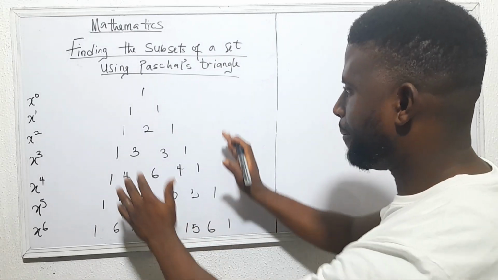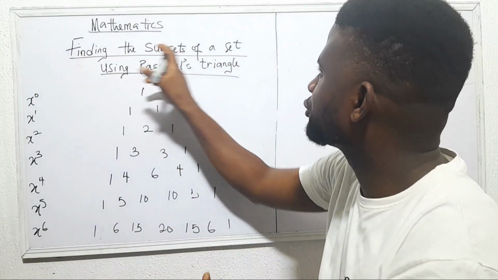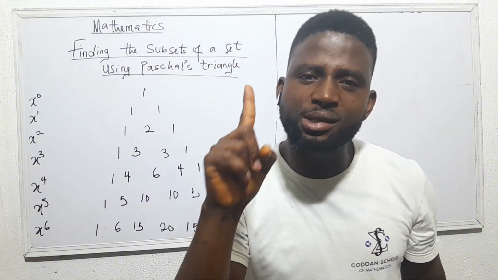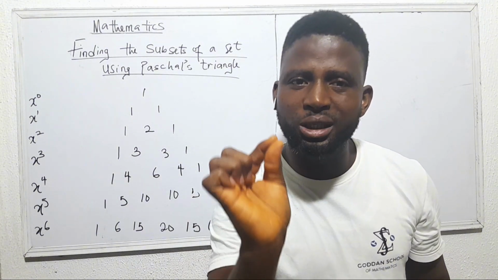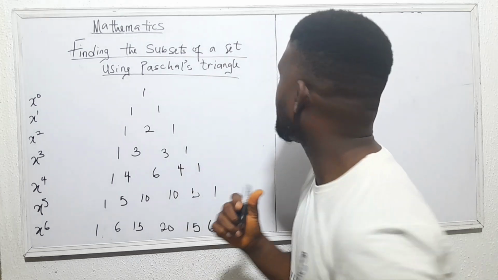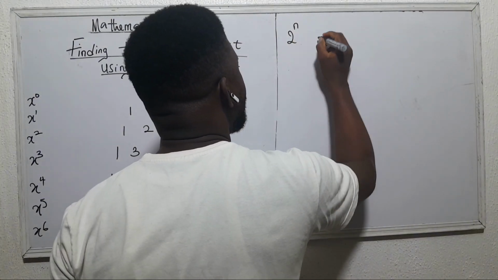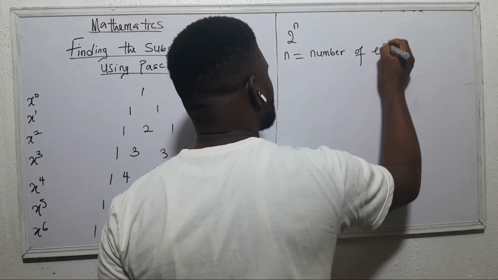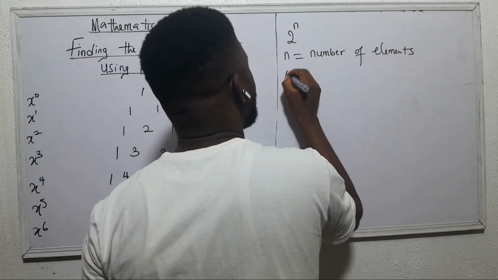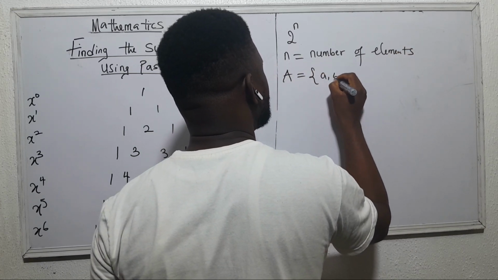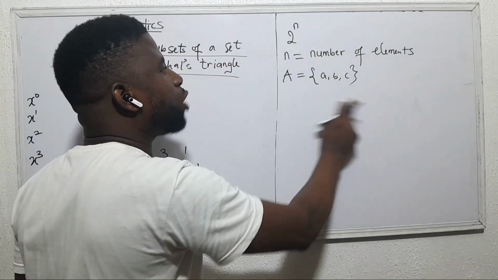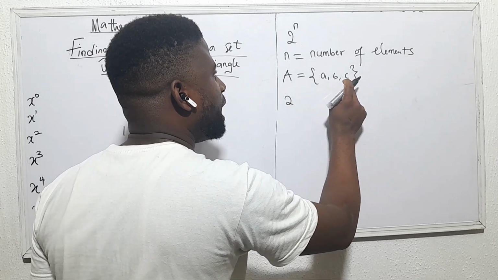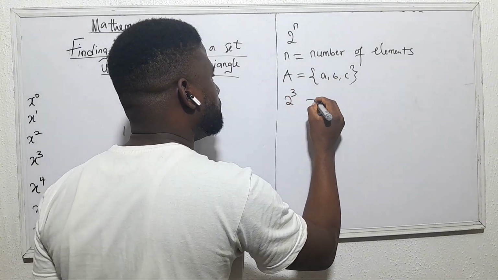How do we then bring Pascal's triangle into finding the subset of a set? Okay, so remember that the total number of subsets that can ever be found in a set is 2 raised to power n, where n is equal to the number of elements in that set. Right? So if I have, for example, A equal to {A, B, C}, the total number of subsets that we can ever find in this set is 2 raised to power, how many elements do we have? 1, 2, 3, which is 3, and that is 8.